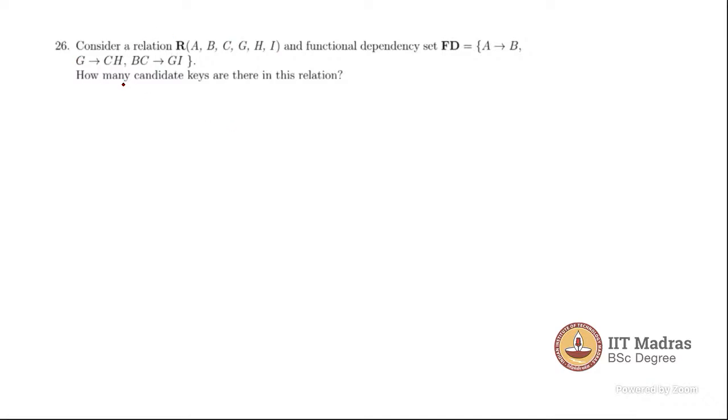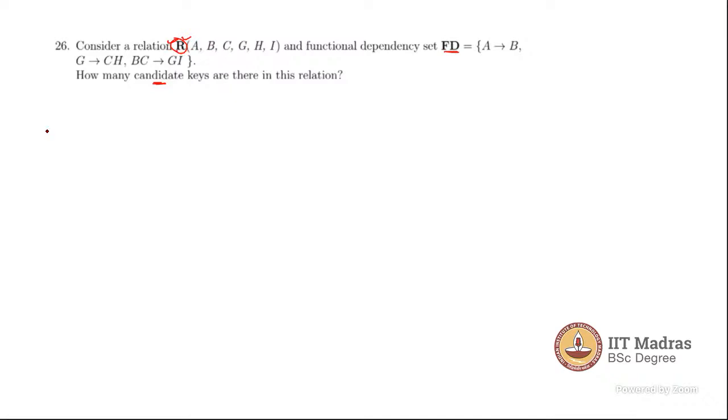Now, first, what is the candidate key here? Candidate keys are the attribute or set of attributes from which we can determine all the attributes in a relation R. Here we have a relation R having A, B, C, G, H, I, and this functional dependency set. We have to find out how many candidate keys there are in this relation. What you have to do is take the closure of each individual attribute and see whether it determines all the attributes or not.